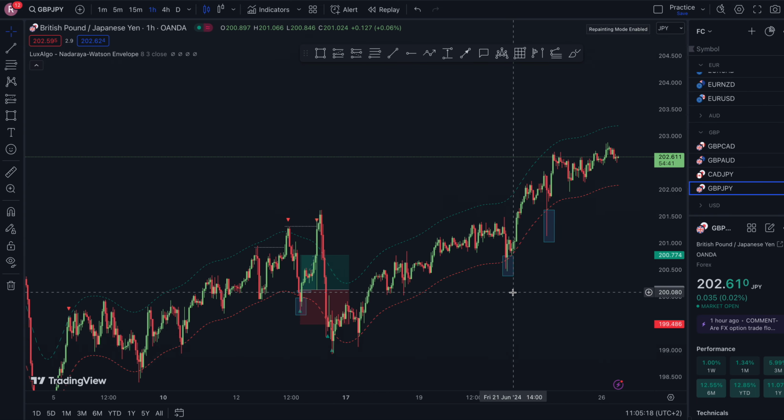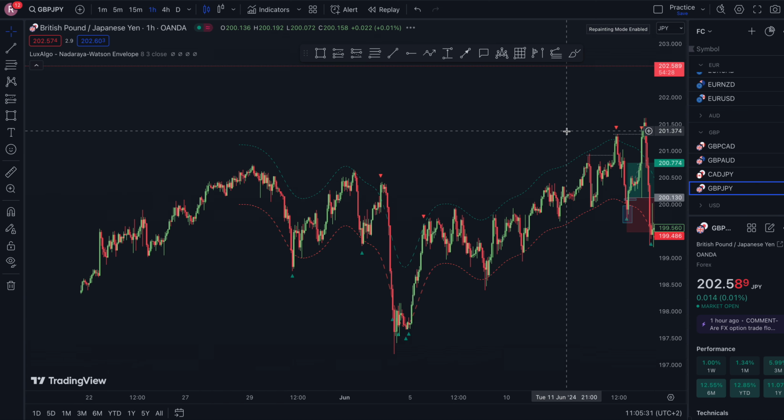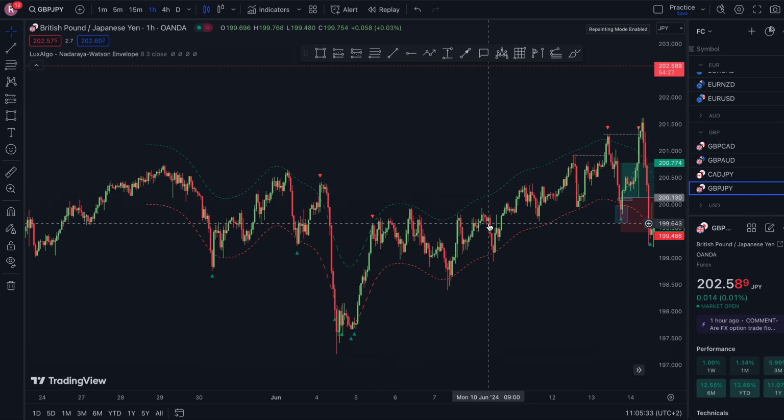So this is the strategy. You literally just follow the trend. Number one, determine the trend direction. Number two, wait for price to break out of our Nadaraya Watson indicator and close back in, and you take your trade. Now this goes for sell signals as well.